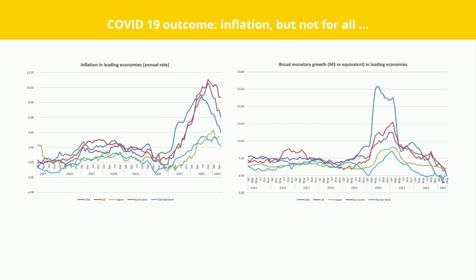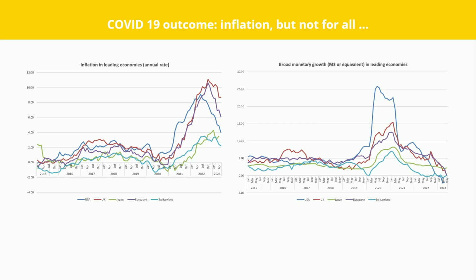Followed by the UK, that's the red line, with a 15% rate of growth in 1 year, and then followed by the Eurozone with a 12% rate of growth of money. What about the other two economies, Japan and Switzerland? Did they increase the amount of money as much? Well, they didn't. There was an increase in the amount of money, but not nearly as much as in the other three economies. And what happened to inflation in these five economies?